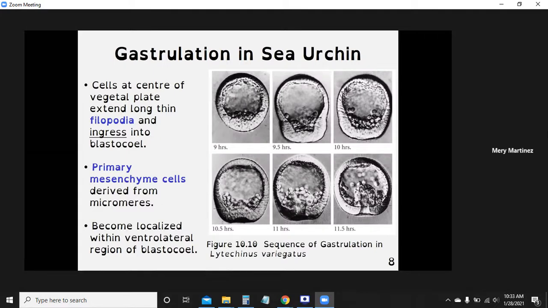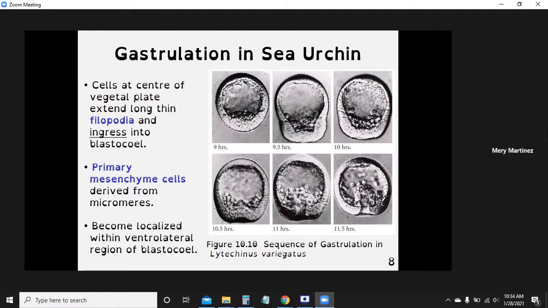So these cells will start extending and contracting along a thin process that we call the filopodia, okay? So we don't see it too much in this image, but they are in there. So they're going to start stretching, like pulling themselves up through filopodia. It's like a lasso. They just hold on to something and then pull up, okay?